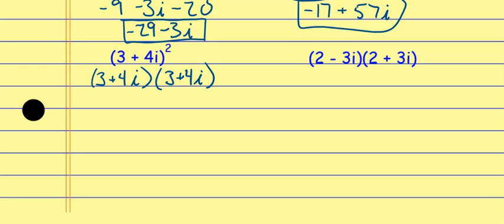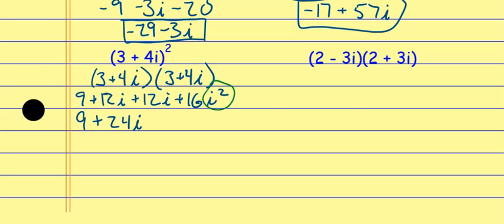Now I have to do my distributive property. So I'm going to distribute the 3. That gives me a 9 plus 12i. I distribute the 4i, that gives me a 12i plus 16i squared. And now from here, it's just a matter of simplifying. I've got some like terms in the middle. That's a 24i. Once again, that value at the back end here is a negative 1. So that's going to give me a minus 16 on that back end. So again, I just have to simplify those powers of i. Now I have more like terms that I can combine, and that gives me a negative 7 plus 24i.